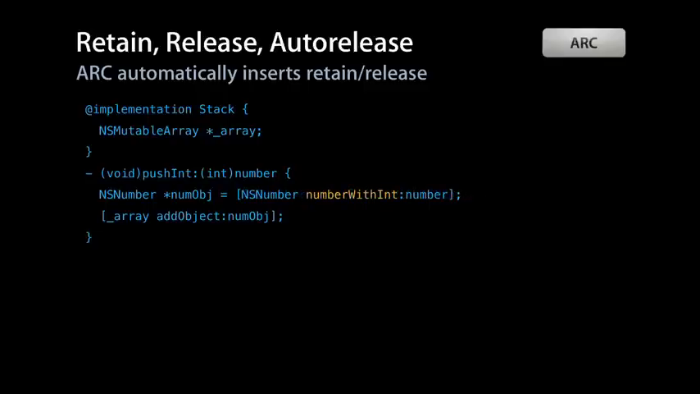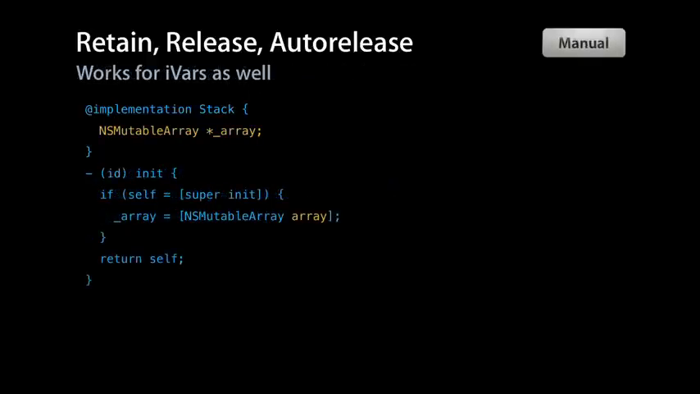Of course, you can still use the convenience class methods to create your objects. In this example with a local variable, nothing changes using Arc. But what about using convenience methods with instance variables? Here's part of a simple stack implementation. If you did this under manual reference counting, you'd be in for a rude surprise because your app would end up crashing. The problem is the array created here is auto-released, and because it's not been retained, it will be deallocated after the init method is done. Any subsequent uses of that instance variable will likely crash.